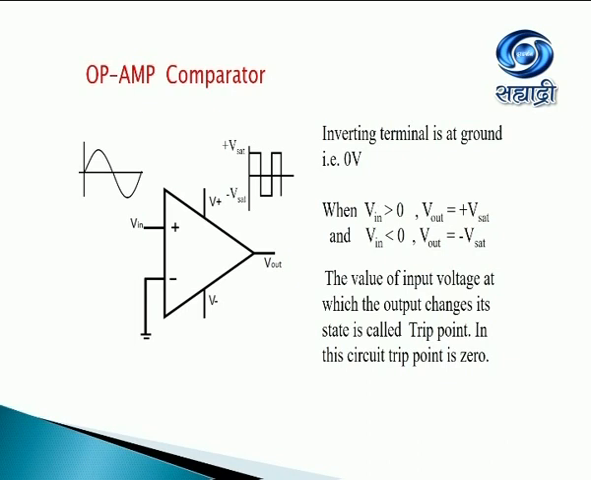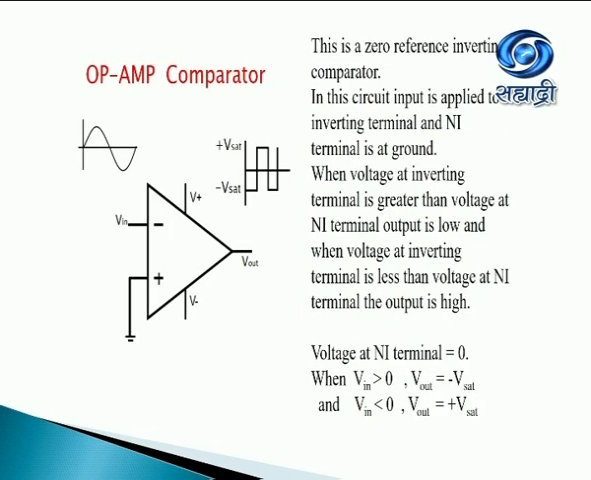And when Vin is less than 0, Vout is minus Vsat. The value of input voltage at which the output changes its state is called trip point. In this circuit, trip point is 0. This is a zero reference inverting comparator.